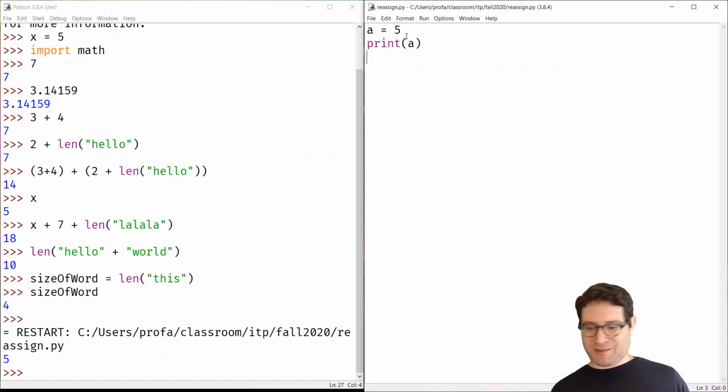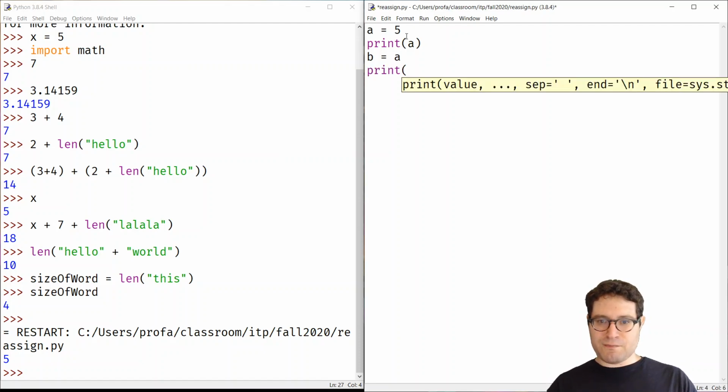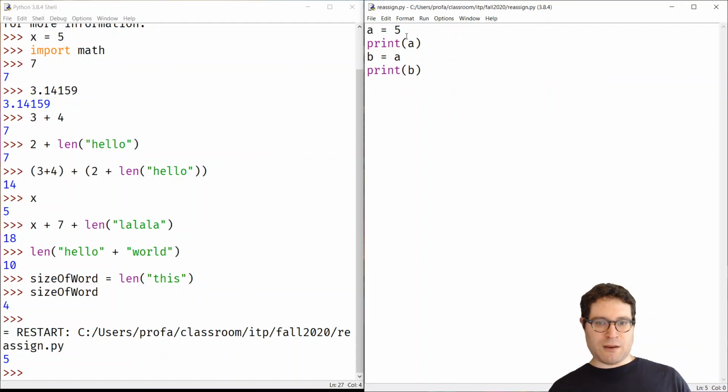So that's not really hard. Why is this a stumbling block, Professor Rosen? This does not seem too hard. You seem like you're just scaring us for no reason. All right? So let's go ahead and say B is equal to A. Okay? So now, let's go ahead and print B. And the value should be 5.